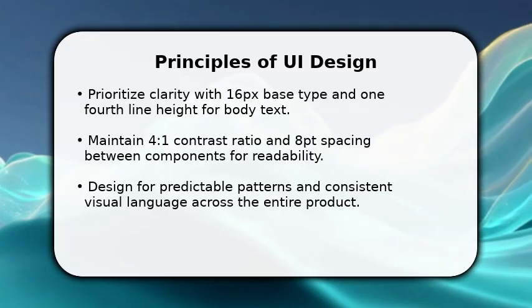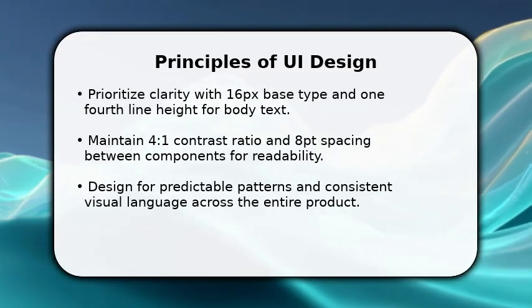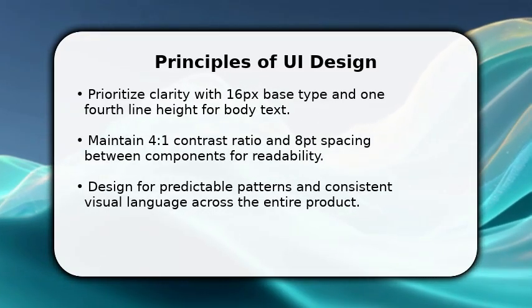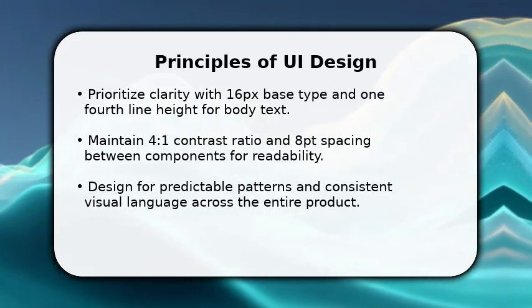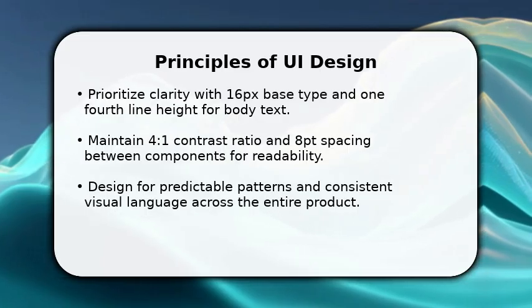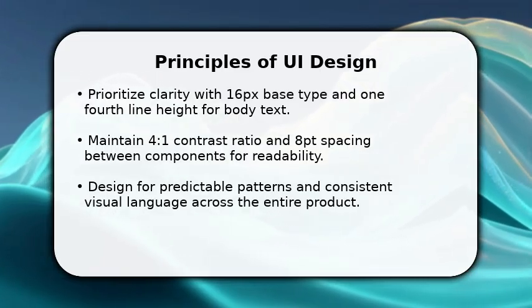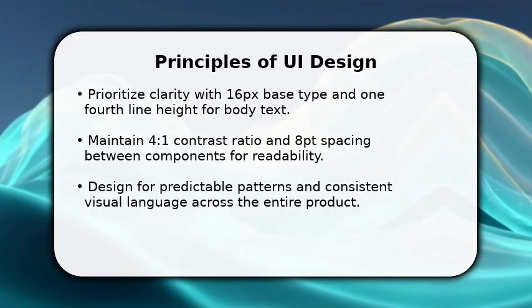Start by prioritizing clarity in every interface decision you make. Use a 16px base type and 1/4 line height for body text to increase legibility. Maintain a minimum 4:1 contrast ratio and 8 pt spacing between components for consistent rhythm.